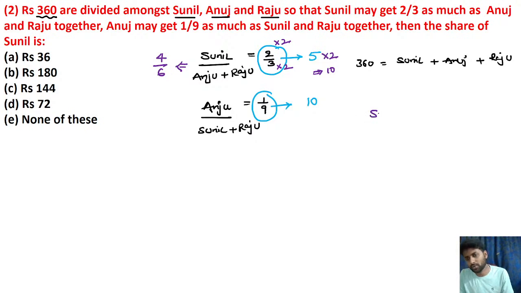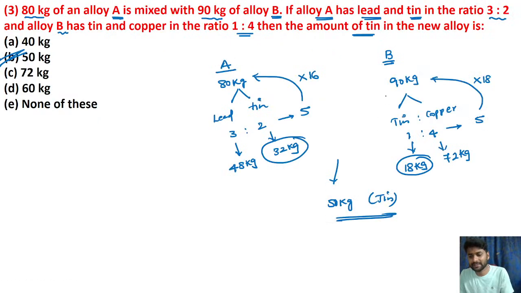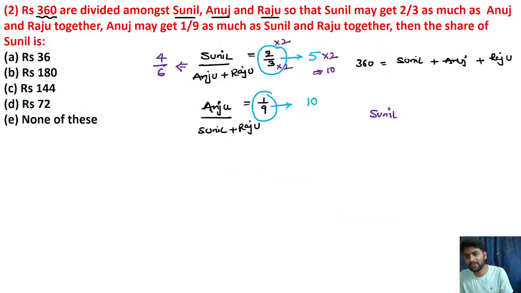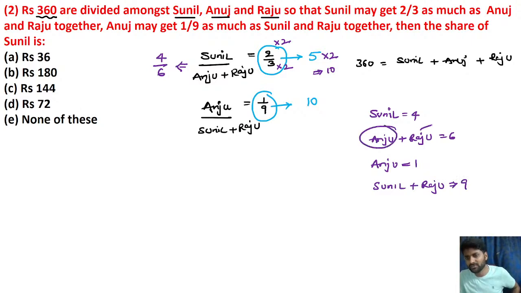Now we can confirm that out of 10 units, Sunil gets 4 units. Now Anju plus Raju get 6 units. For the second equation, I understand that Anju gets 1 unit. Now Sunil and Raju get 9 units. Now you just compare all the equations. If Anju is 1, so definitely Raju is 5 units. Anju is 1, Raju is 5 units. If Raju is 5 units, we already know that Sunil has 4 units.